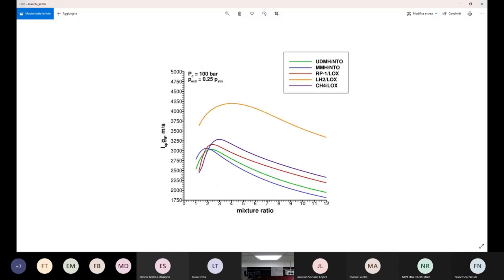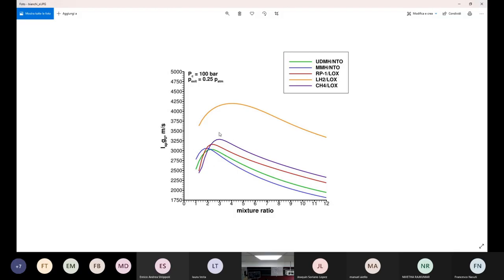Now we have here some plot for a given chamber pressure and exit pressure. So this is, let's say, an idea of the performance, the first stage thermal specific impulse, for the different propellant combinations as a function of the mixture ratio. Of course, each of these propellant combinations has a different stoichiometric OF. But you see that the combination of hydrogen and oxygen is quite far from all the others. So in terms of specific impulse, this combination is definitely the best one among these common combinations considered at the moment.